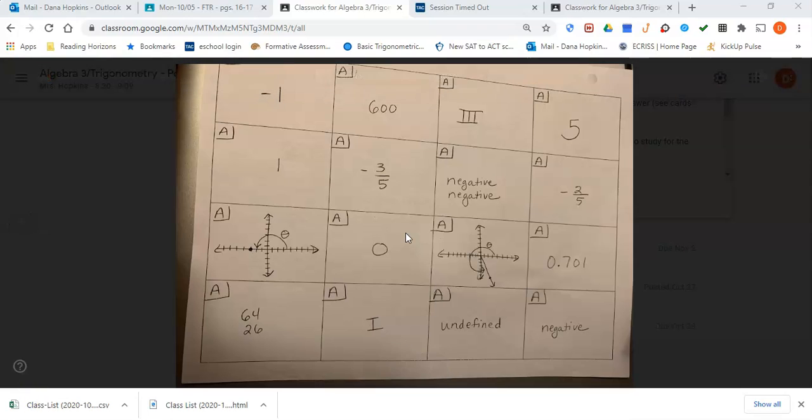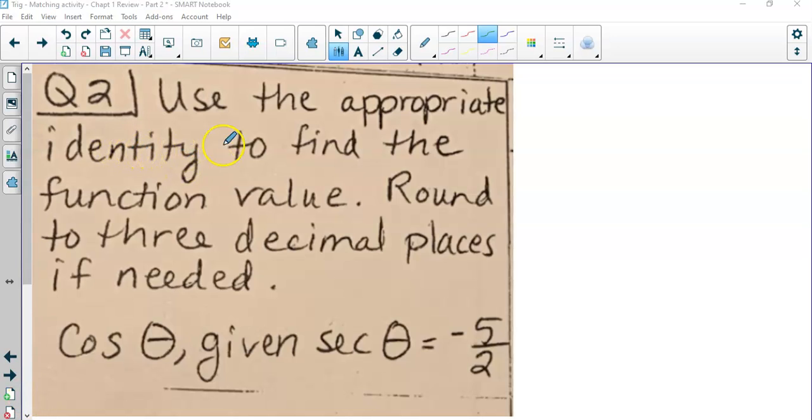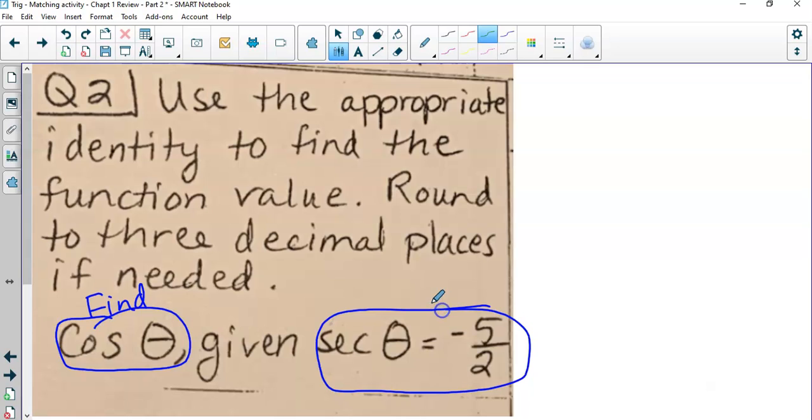It's right here, 0. Question 2 is talking about using the appropriate identity to find the function value. Round to 3 decimal places if needed. Well, this one's a fraction, so we're going to give the answer as a fraction. We're trying to find the cosine of theta given the secant of theta equals negative 5 over 2. So this is the given.